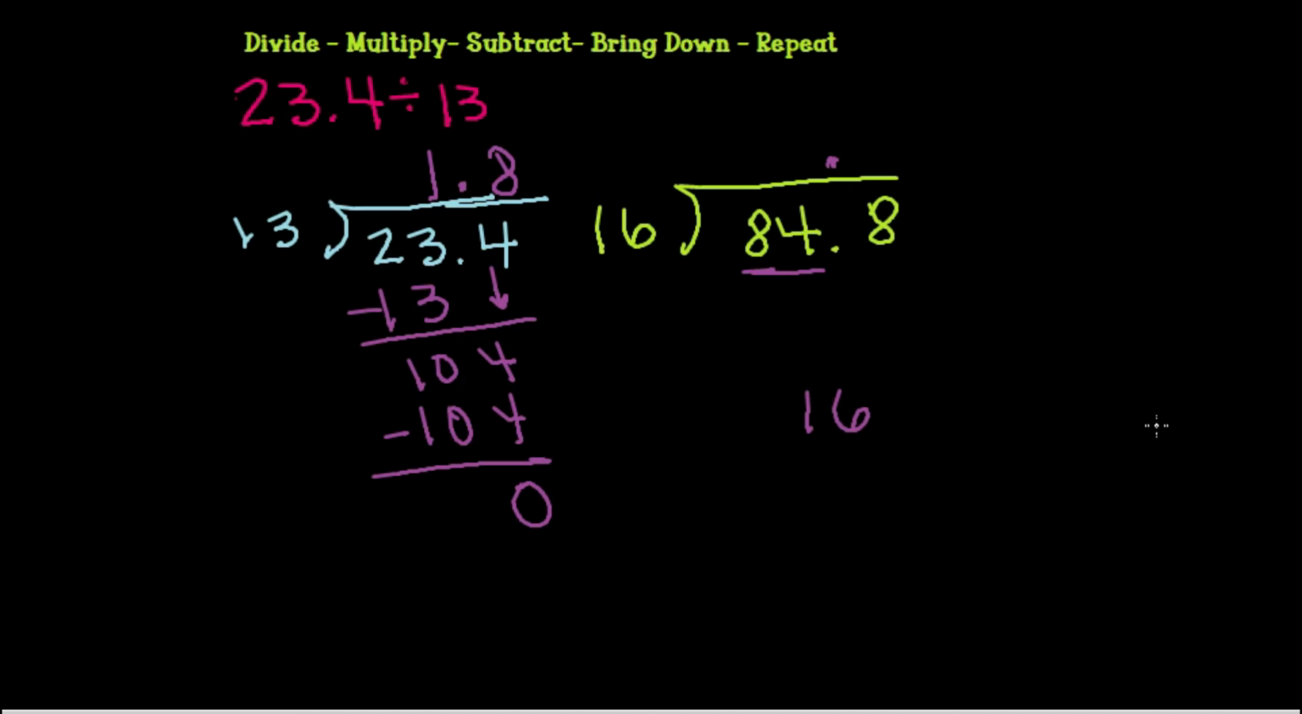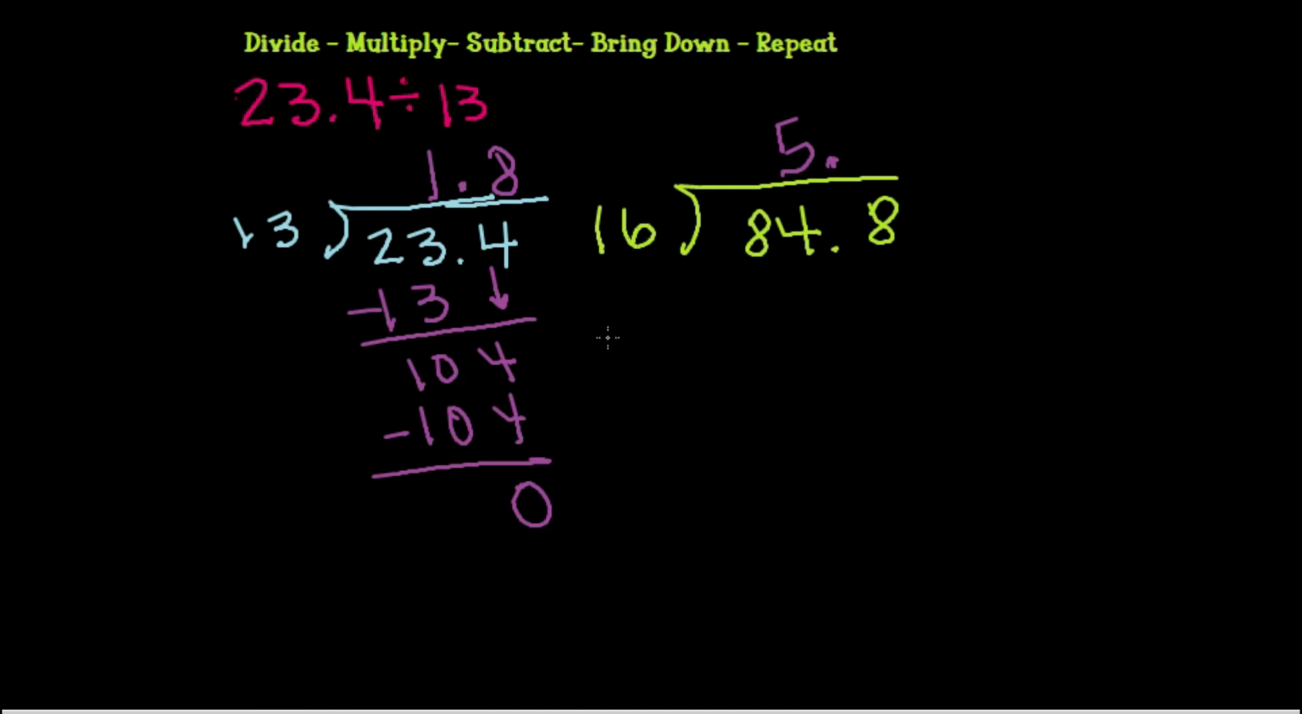So I probably should try to use a higher number. Let's try 5. Let's try 16 times 5. So 6 times 5 is 30. I'm carrying 3. And 5 times 1 is 5, plus 3 that I'm carrying is 8, so that's 80. I think that 80 is close enough to 84. So I am going to use that number 5 in my quotient. I'm going to write 5 on top of the 4 to show that I'm using both digits.